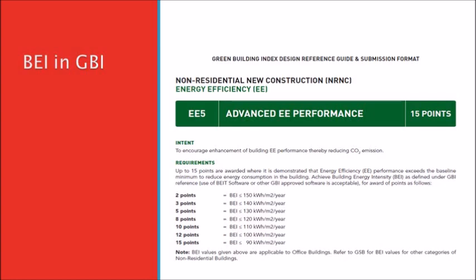But you have to check with the latest publication of GBI. They might have changed the maximum BEI, because nowadays buildings are generally getting more and more energy efficient. As of now, if you manage to reduce your BEI to less than 90 kilowatt hour per meter square per year, you would get 15 points out of 100 points in GBI scoring.